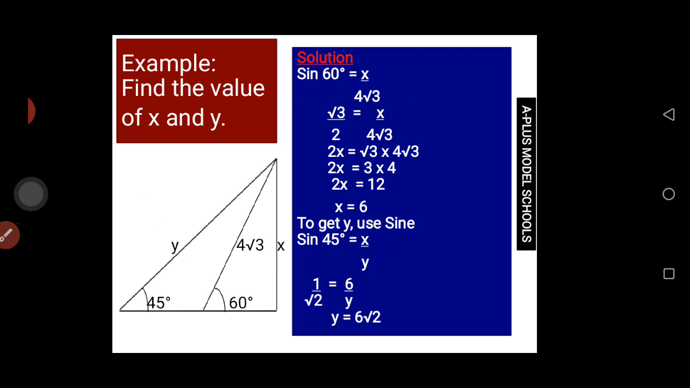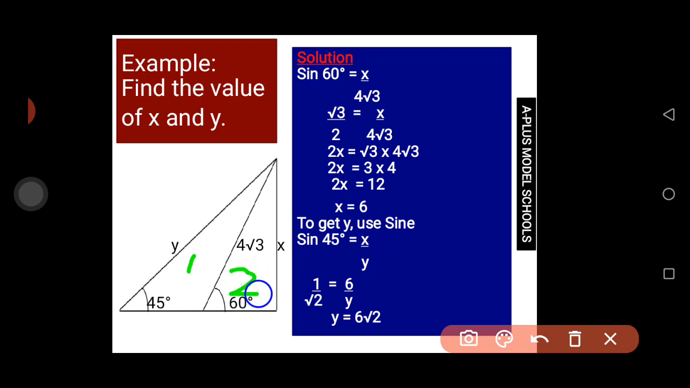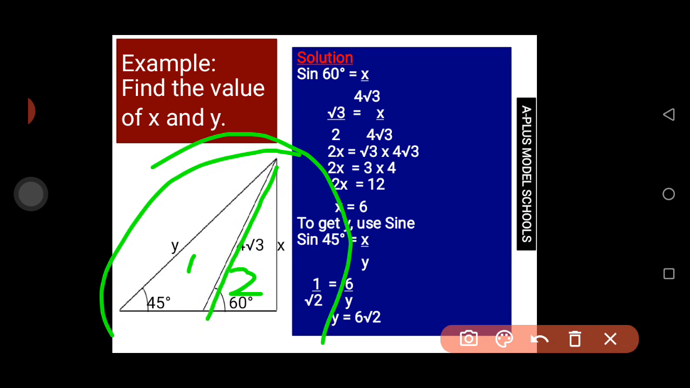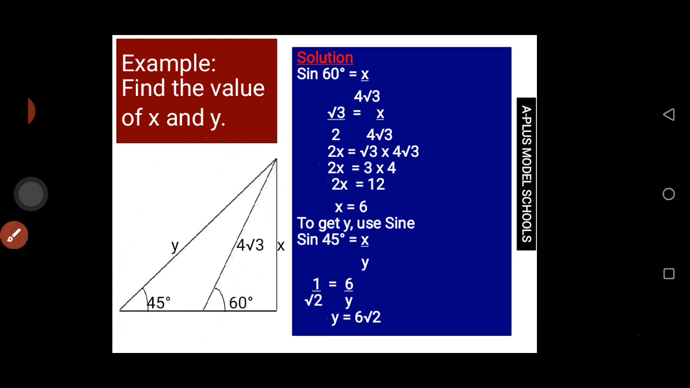This is the only example under this. So here we have: find the value of x and y. When you look at this shape very well, we have 2 triangles. This is triangle 1. This is triangle 2. And the whole of the triangle itself is also another triangle. That is, when you remove this line, you see that you have another triangle. So it means we have 3 triangles here. But only 2 of these 3 triangles are right-angled.